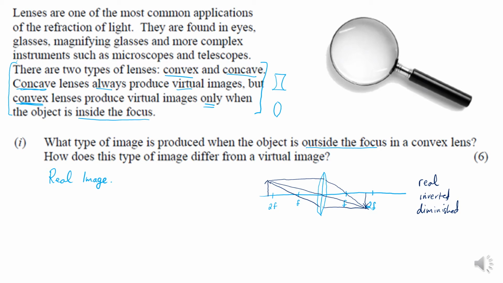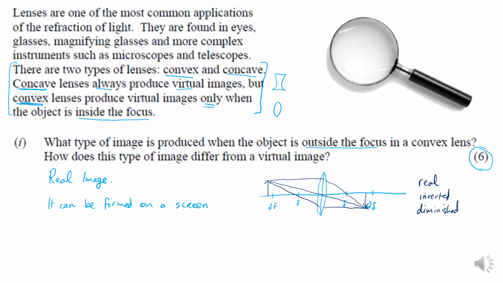We're asked, how does this type of image differ from a virtual image? Well, firstly, it can be formed on a screen. And you saw this in the experiment that you did. So real images can be formed on a screen, virtual images cannot. Okay, now let's look at the marking scheme for that part of the question, and let's see how I did.